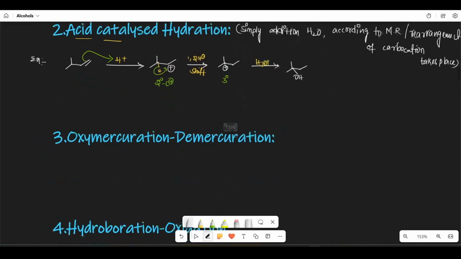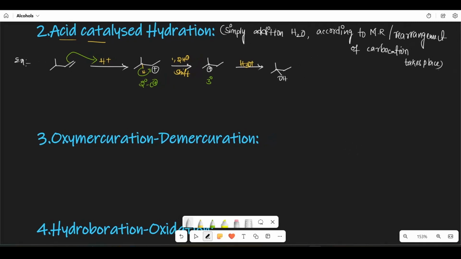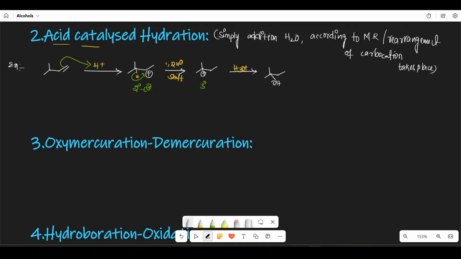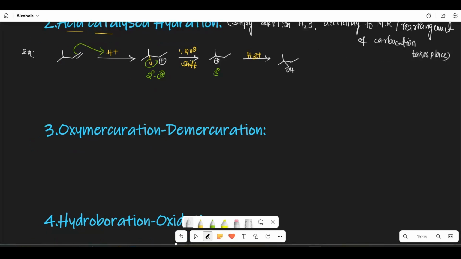And the next point is what we are doing here, simply addition of water according to the Markovnikov rule. In case you have any doubt about the Markovnikov rule, just let me know in the comments section and I'll explain it once again. I'll make one more video on that particular topic. And here rearrangement of carbocation also takes place.